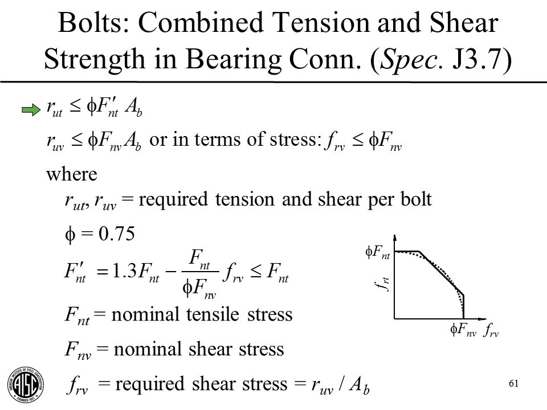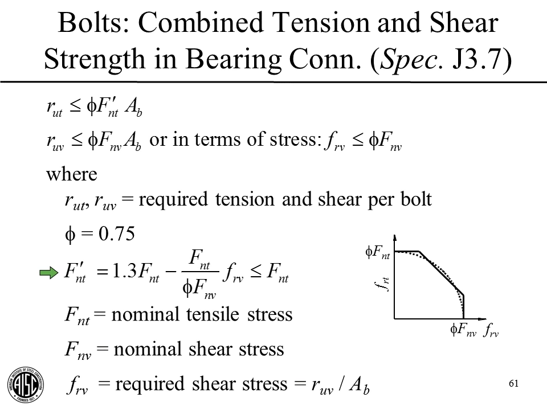First, the required strength per fastener cannot exceed phi times F_nt prime, which we'll define in a minute, times A_b. Then we have a criterion for the shear. The required shear per bolt can't exceed phi times F_nv times A_b. Or if we want to do this in terms of stress, we divide through by A_b and we get this: F_rv can't exceed phi times F_nv. Now, coming down here, of course we have phi of 0.75. This F_nt prime, I would think of as the nominal tensile strength in the presence of shear.